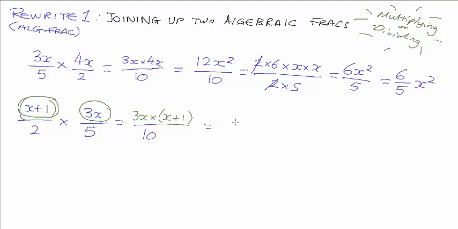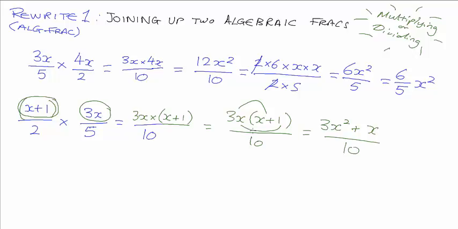Now this is the same as writing that. So it's a single bracket multiplication. Now we multiply that out, remember 3x times x, 3x times 1, so hopefully you guys are now comfy, that's 3x squared plus x over 10.